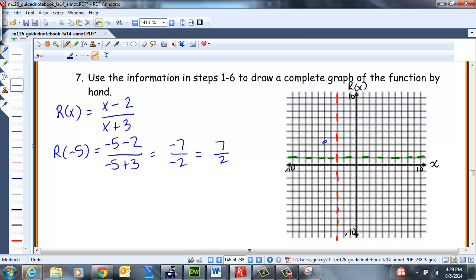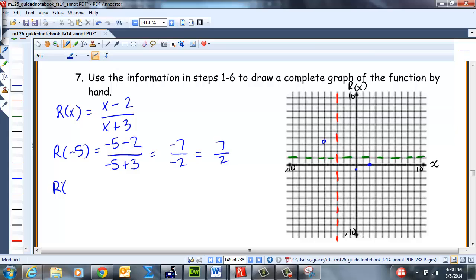I want to make it really obvious. Okay. And then now we already have our intercepts. So we had our x-intercept at (2, 0). We have our y-intercept at (0, -2/3). And then let's just find some other ordered pairs, right?